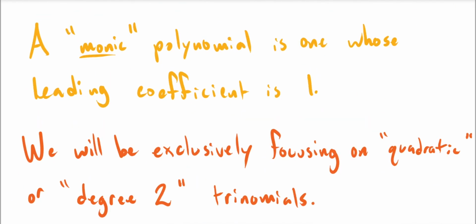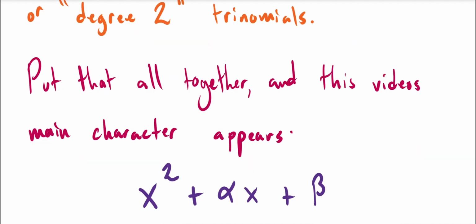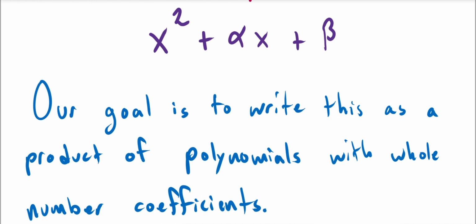And we're going to be focusing exclusively on quadratic trinomials. That is to say, the biggest power is a 2, or a square. And so if you put all that together, this is going to be the main character of our video. It's going to be something that looks like 1 x squared plus something x plus something. So our goal is going to be to factor this. That is to say, we're going to take a polynomial that looks like this, and we're going to write it as a product of two other polynomials.